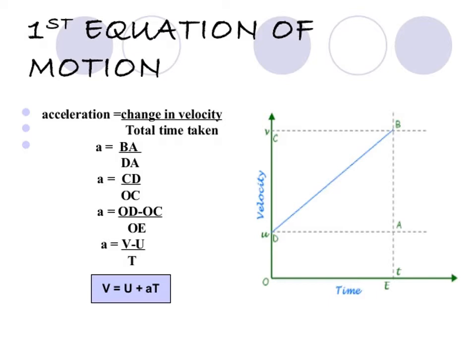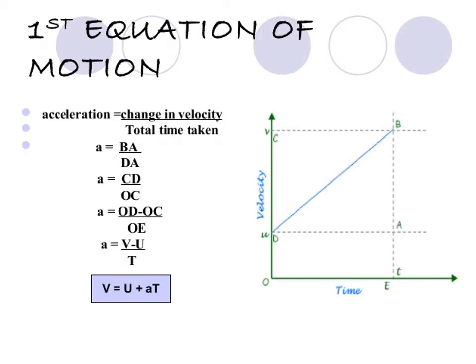OC is the final velocity. What is the initial velocity? OD. So OD is the initial velocity, OC the final velocity. What is the time? The time is OE. So acceleration equals change in velocity by total time taken. Do you understand? So a equals OC minus OD, final velocity minus initial velocity, divided by time. So a equals, what is OD?